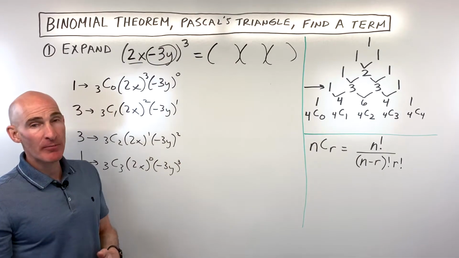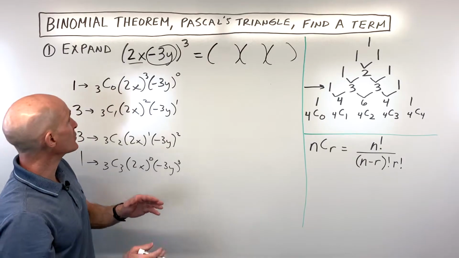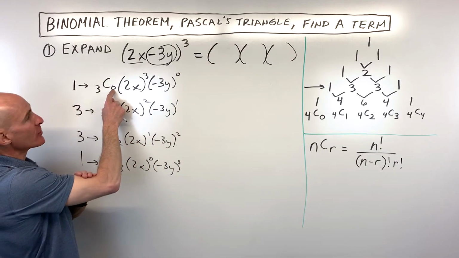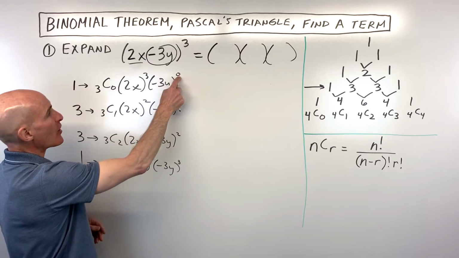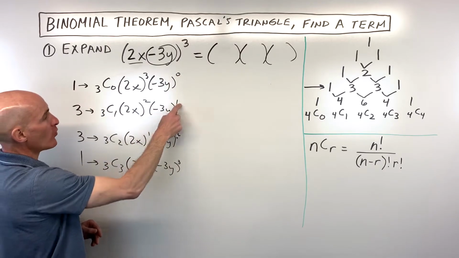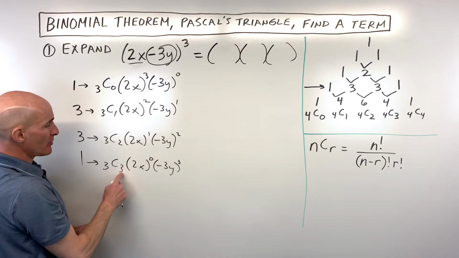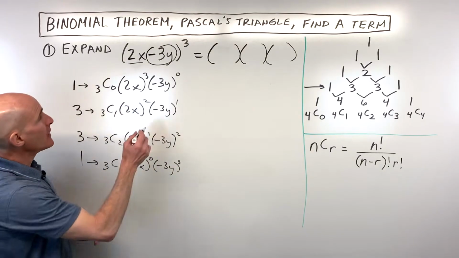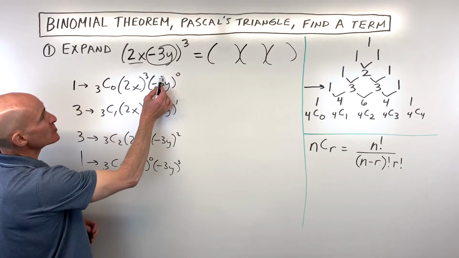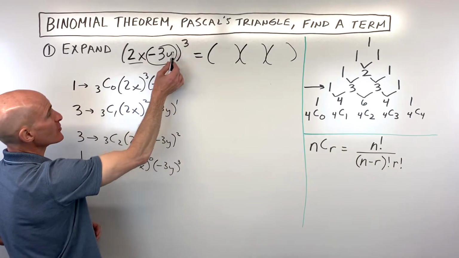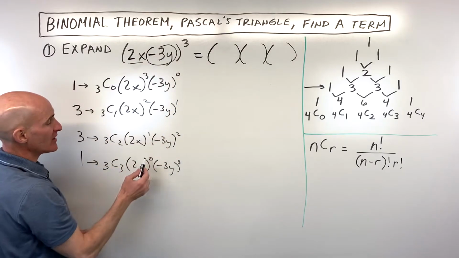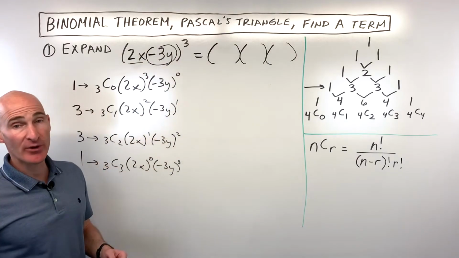Now I want to show you some patterns here that are important to recognize. Notice how this r value, 0, matches the second term's power here, 0. See 1, 1, 2, 2, 3, 3. That's important. We're going to use that a little bit later in this video. The other thing that's important to remember is see these two exponents. 3 plus 0 is 3. 2 plus 1 is 3. 1 plus 2 is 3. 0 plus 3 is 3.